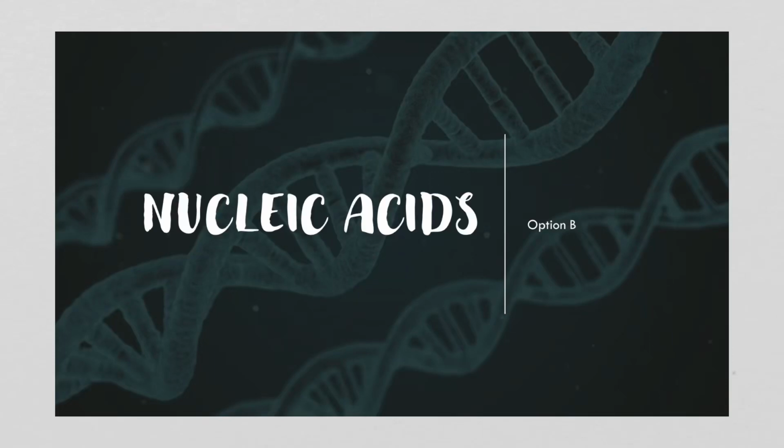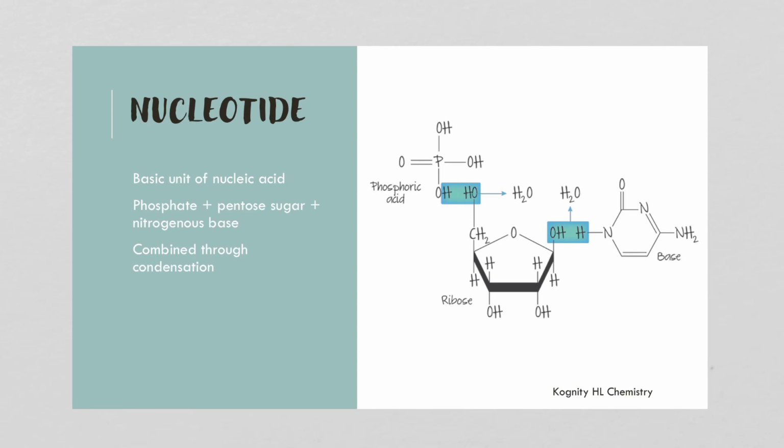In this video, we're going to discuss nucleic acids in terms of our biochemistry option for chemistry. First of all, we'll explore what a nucleotide is, and that's the basic unit of a nucleic acid, and it's composed of three parts: a phosphate group right here, or a phosphoric acid, a pentose sugar, in this case it's ribose, and then a nitrogenous base.